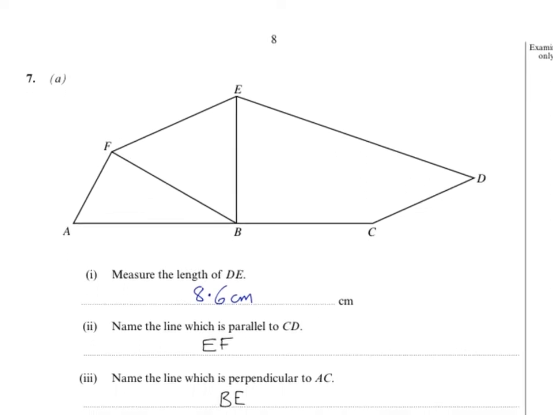Perpendicular to AC. This word perpendicular means right angles. So here's AC, what makes a right angle with AC? BE or EB, either way round is absolutely fine, well done.